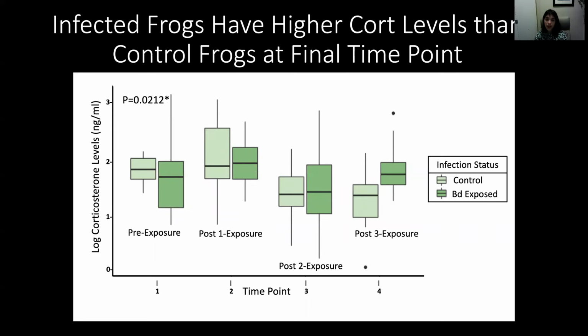So on this first graph, we have time point on the x-axis when each CORT measurement was taken, and then on the y-axis, we have the CORT levels. What we found was that the infected frogs at the last time point had higher CORT levels than the control group or the BD negative frogs, which is at this fourth time point.